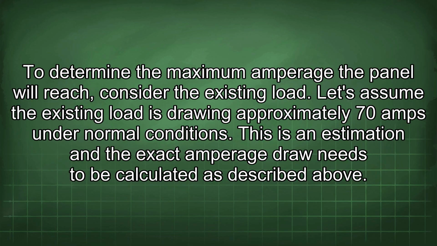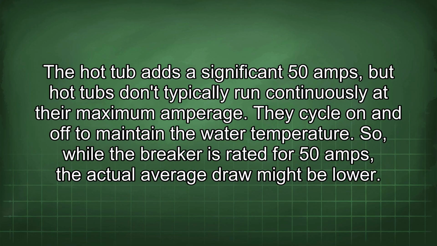To determine the maximum amperage the panel will reach, consider the existing load. Let's assume the existing load is drawing approximately 70 amps under normal conditions. This is an estimation and the exact amperage draw needs to be calculated as described above. The hot tub adds a significant 50 amps, but hot tubs don't typically run continuously at their maximum amperage. They cycle on and off to maintain the water temperature. So, while the breaker is rated for 50 amps, the actual average draw might be lower.